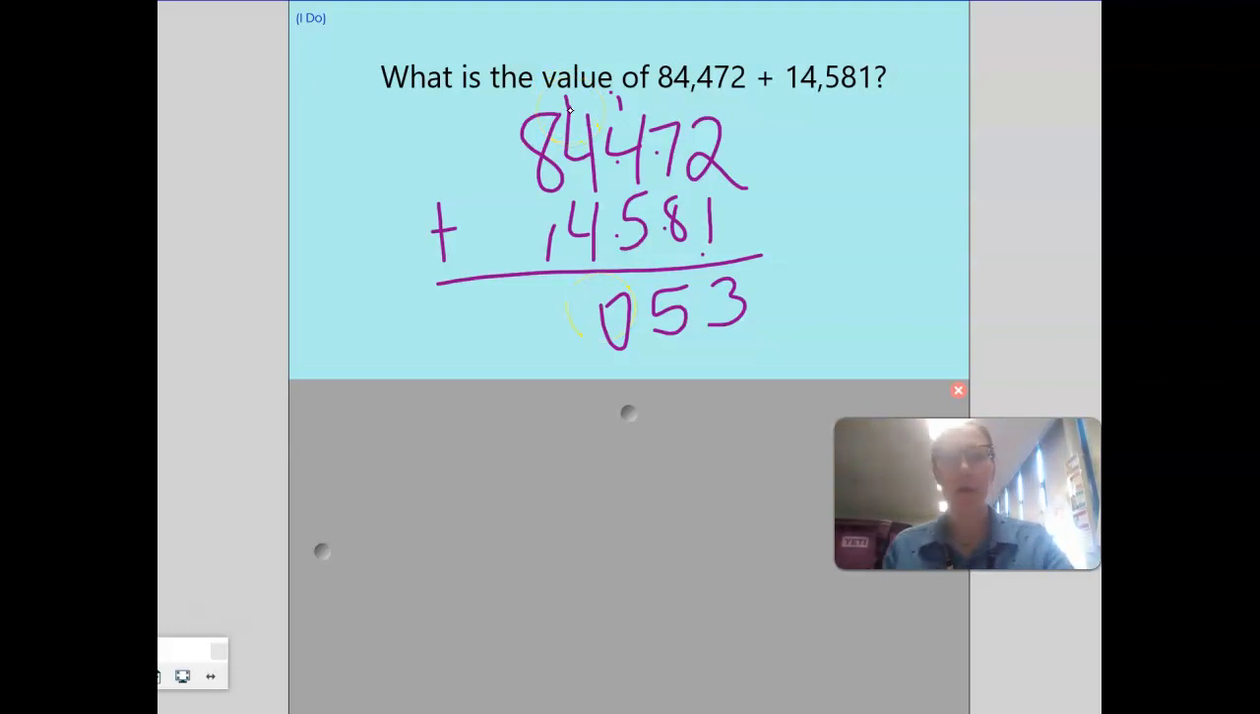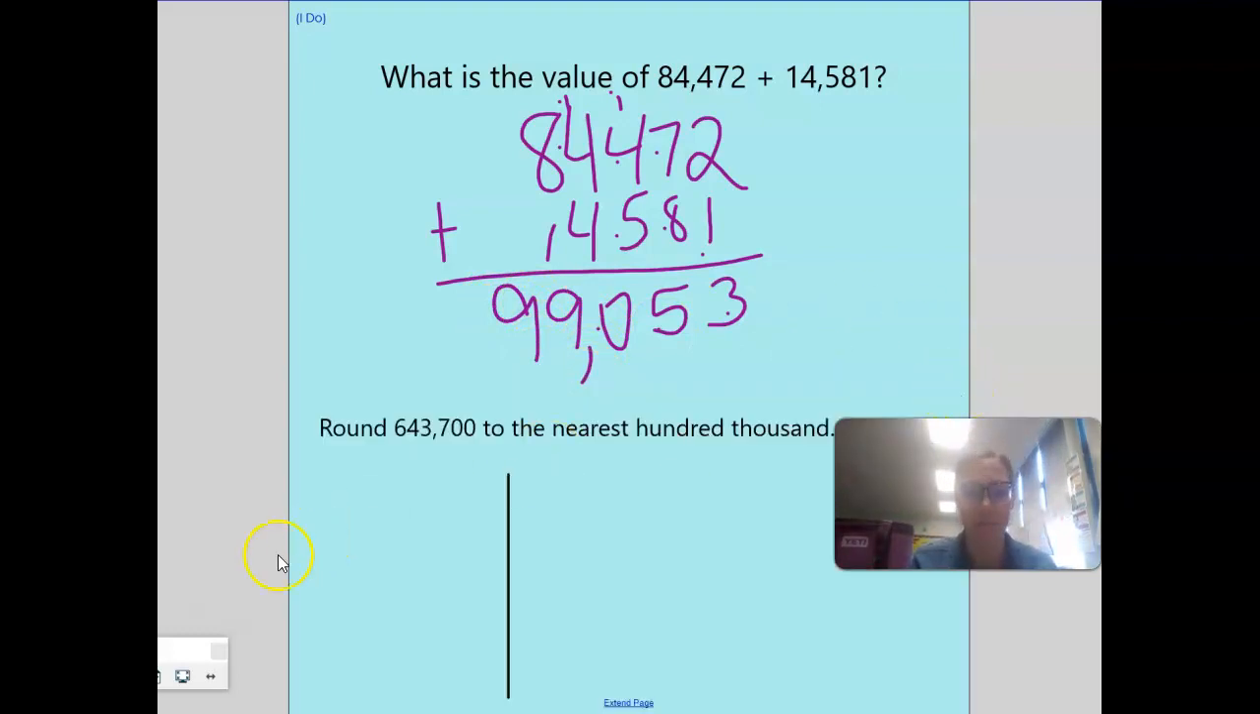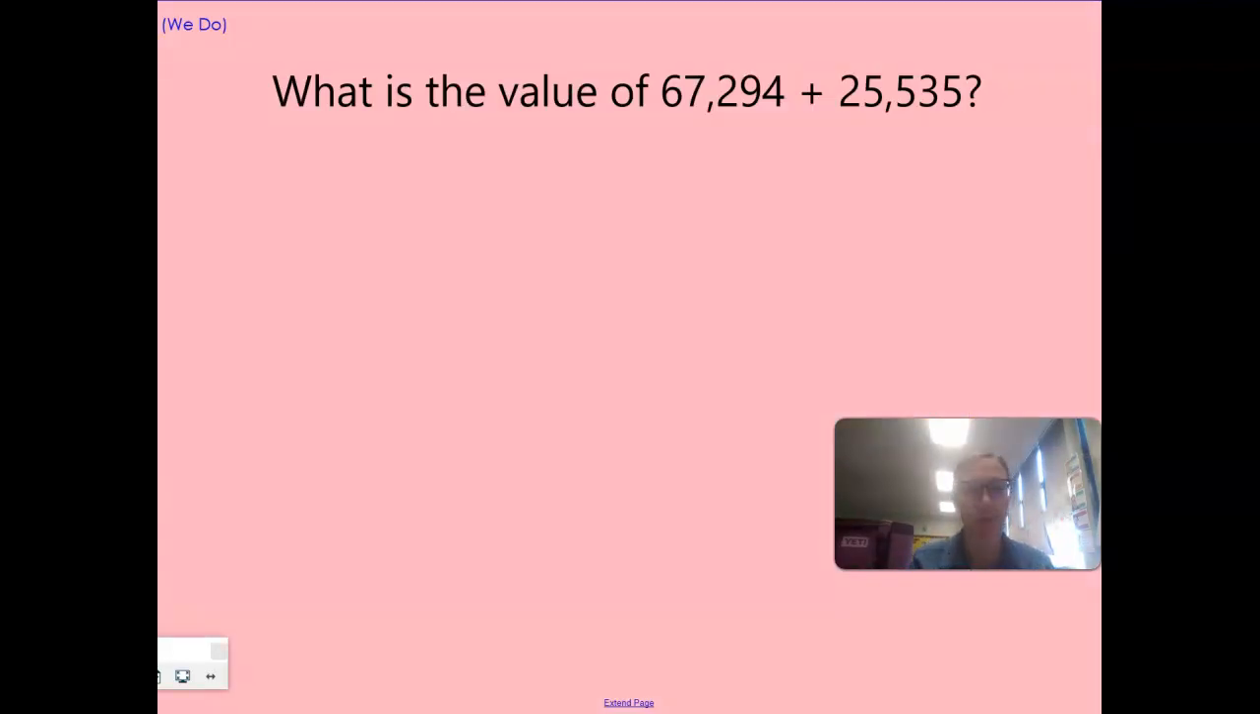Now I'm up here. 1 and 4 is 5, and 5 and 4 is 9. And now 8 and 1 is 9. Last thing to do is put in the comma, 99,053. So as you can see, we're not doing rounding. Moving on. If a number has 2 digits as your sum in one place value, part of that needs to regroup over to the next column.